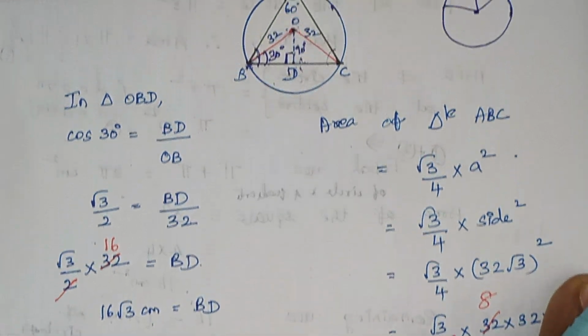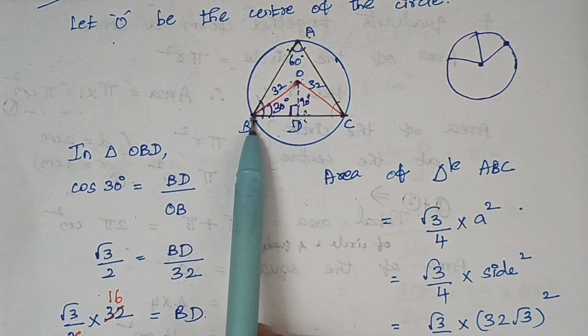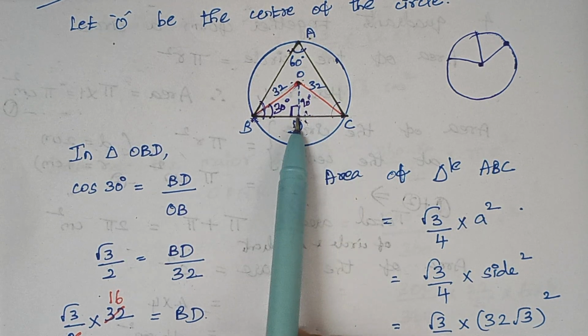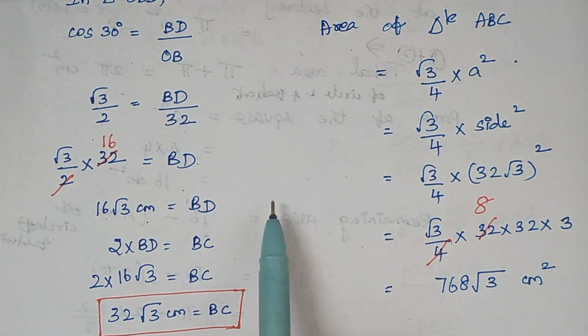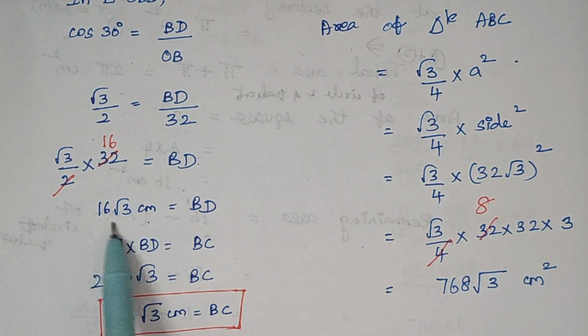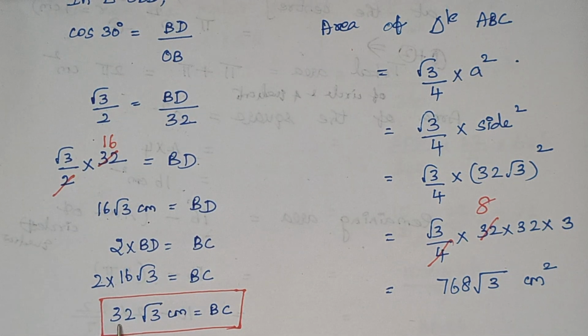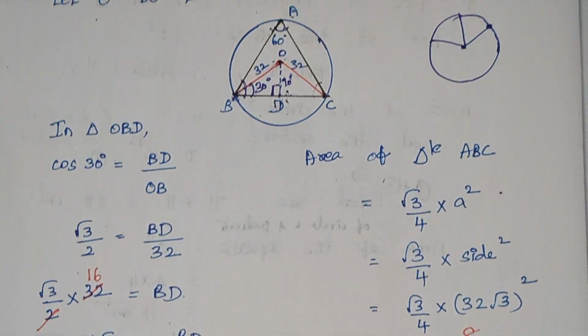But what we actually need is the total length. From this diagram, BC is 2 times BD because D is the midpoint. So BC is 2 times BD. What is BD? It is 16 root 3. So 2 into 16 is 32. Therefore the value of BC is 32 root 3 centimeters. Once we find the side of the equilateral triangle, we can easily find the area.